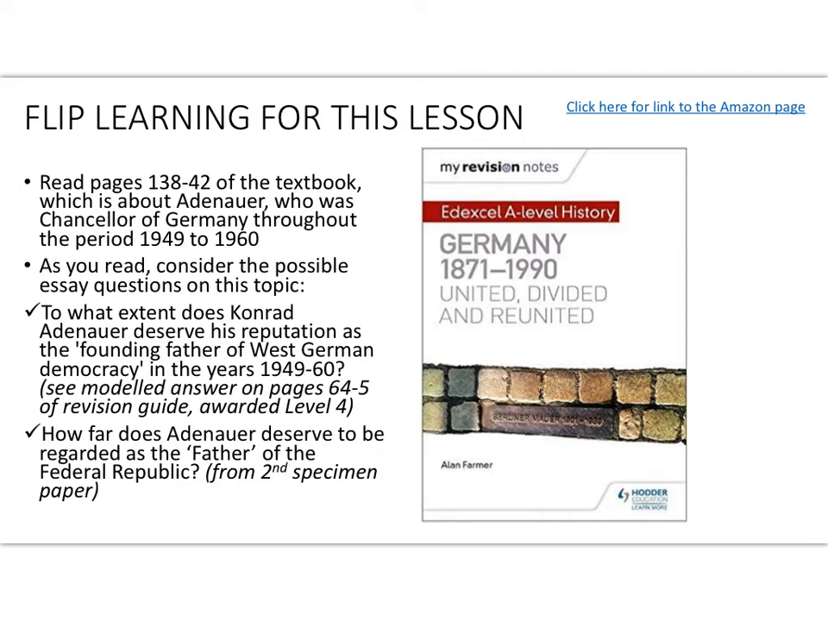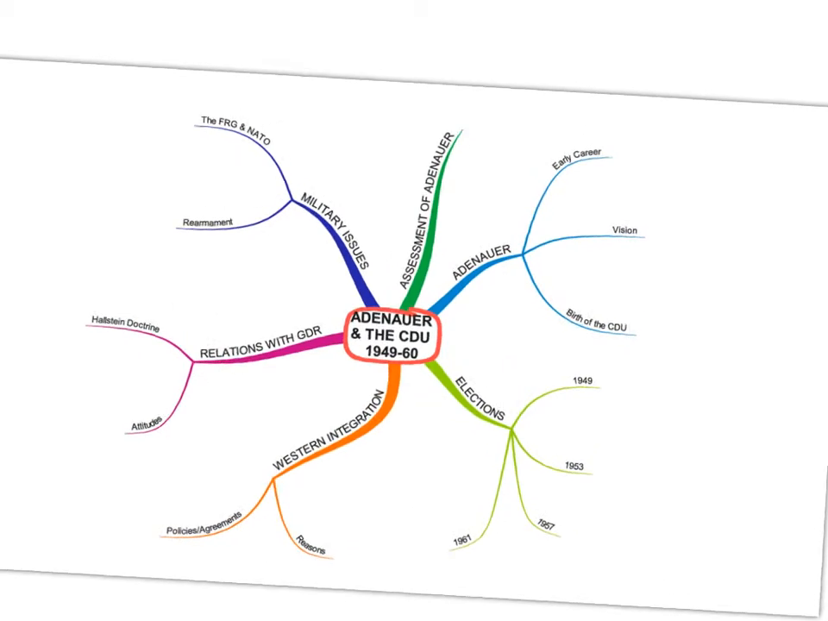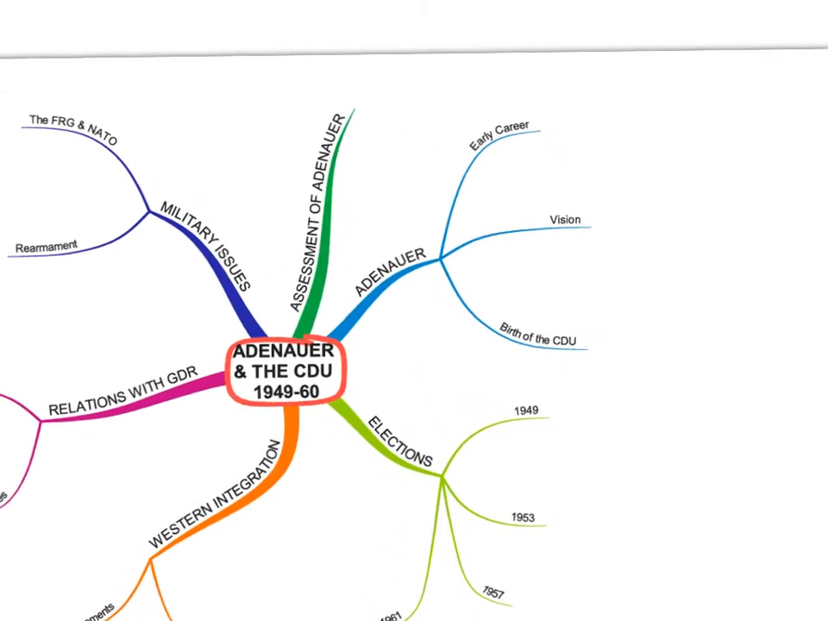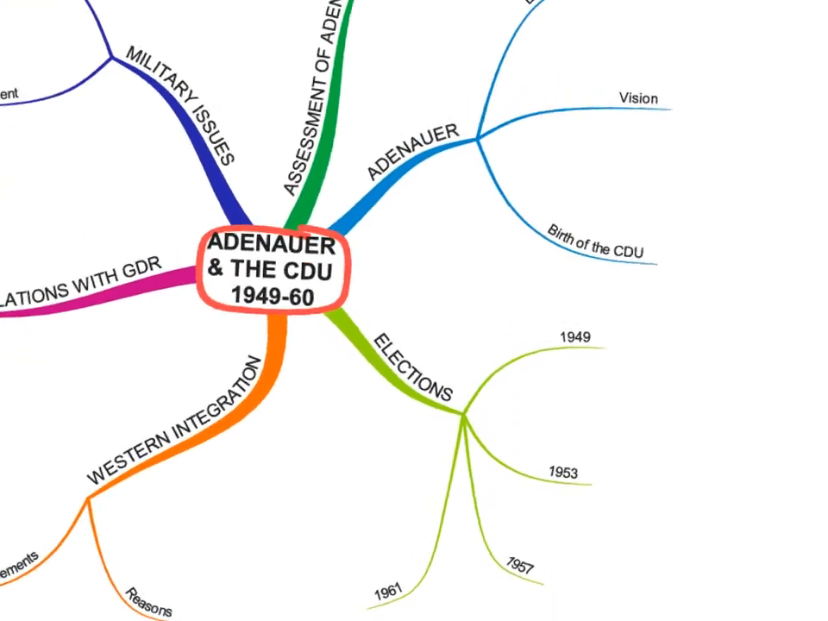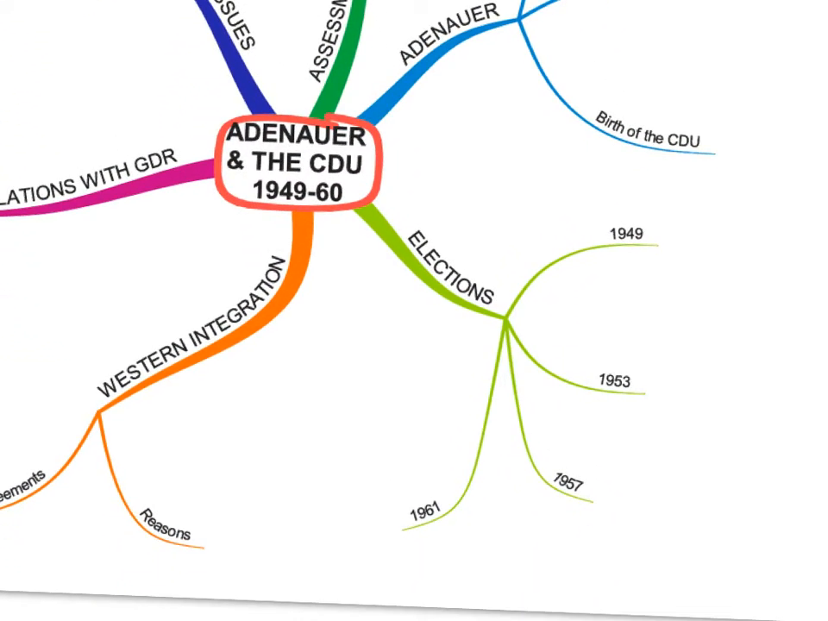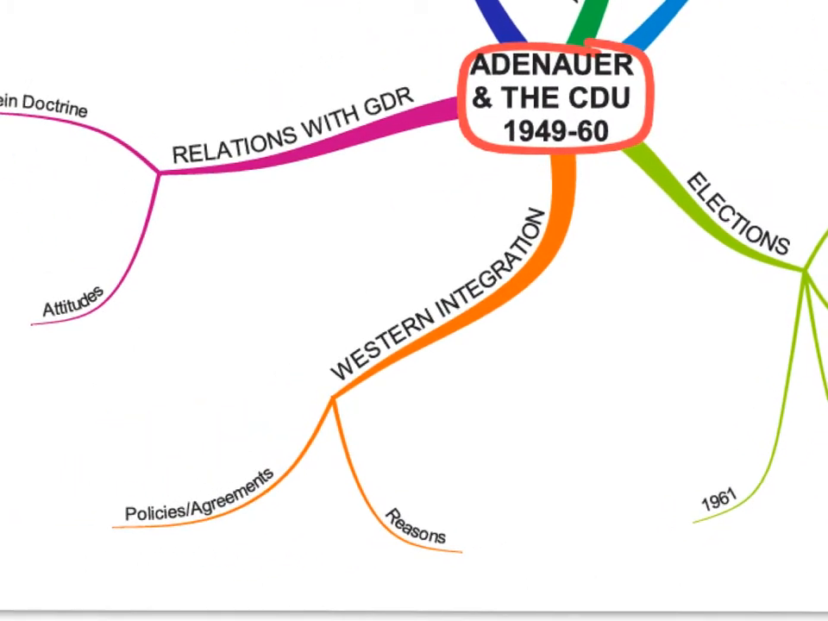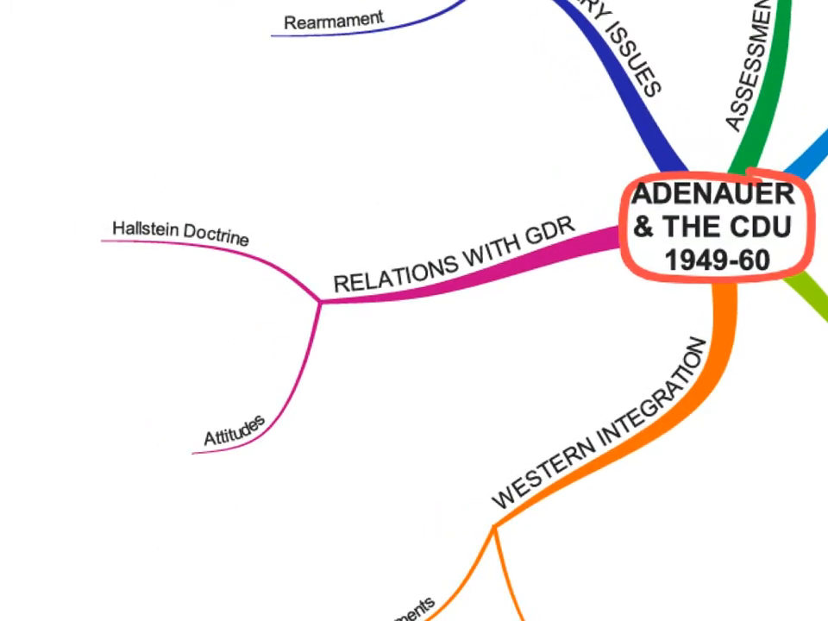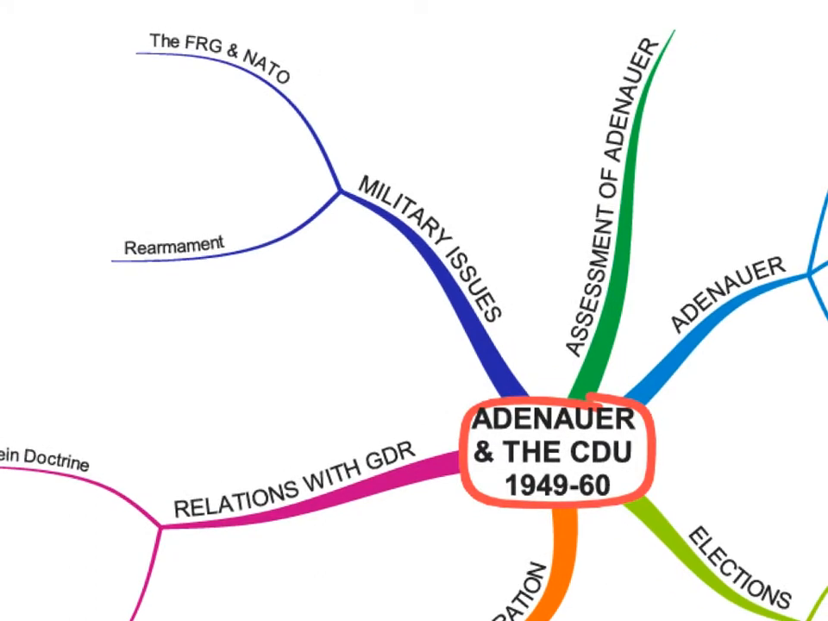And there's the flip learning for the lesson. There's the mind map that you were working on. Basically, in the first lesson, we covered Adenauer, his early career, his vision, the birth of the CDU, and we covered the elections. Where we're going to pick it up in a second is from Western integration, taking you through the relations with East Germany, military issues, and then an overall assessment.